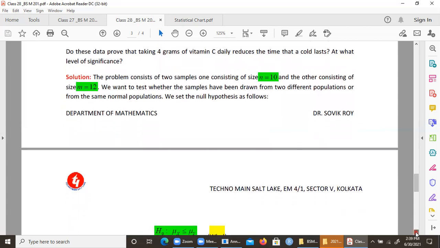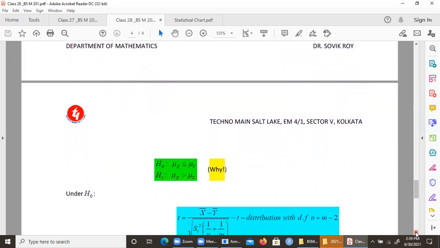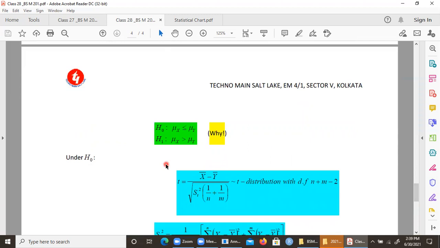But let me show you the formula that I have used over here. Now you see one more thing. I have also highlighted this particular thing: mu x is less than or equal to mu y, and mu x greater than mu y. We know that in the null hypothesis we use the equality sign. But it has never been said that in the null hypothesis you cannot use an inequality sign. An inequality sign can be there in the null hypothesis, but along with the equality sign. If the equality sign is not there, you will not be able to use it, isn't it?